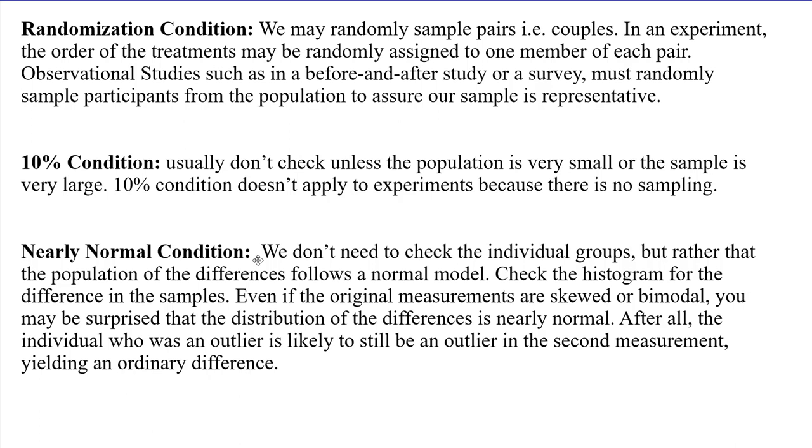Nearly normal. We want to make sure that we believe that our paired differences, our sample, comes from a normal distribution, or if it doesn't, that the population we don't think is normal, then we have to make sure that the sample size is large enough that the central limit theorem would kick in and allow us to use a sampling distribution model that is a normal model.